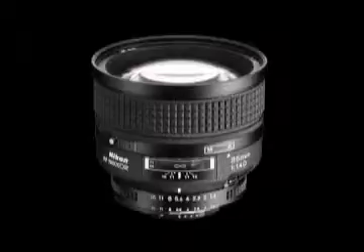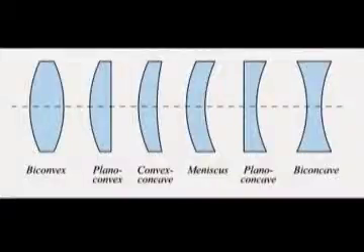Now I will be talking about the lens. Lens is an optical device made of transparent material bounded by two sides, one of which must be a part of a sphere. Now you know there are different kinds of lenses there, like biconvex, plano-convex, convexo-concave, meniscus, plano-concave or biconcave.